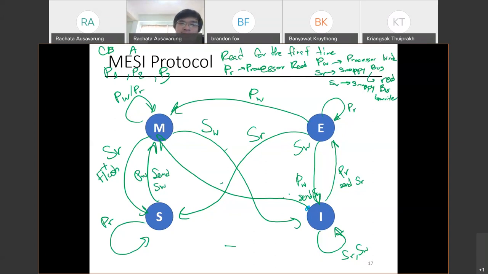If you're in a shared state and you see someone else is reading, you stay at the same place. If you're in a shared state and you see someone else is writing, you move to invalid because now your data is not updated. Any questions so far? So we are kind of done with this diagram.